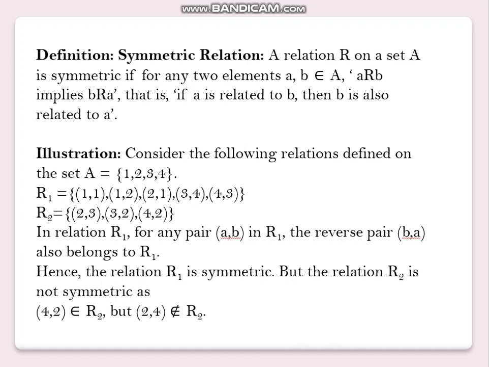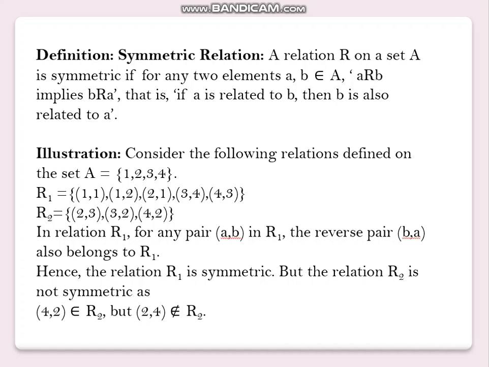Now the next is symmetric relation. A relation R on a set A is symmetric if for any two members of the set A, if we have a related to b, then we should also have b related to a. That means if the ordered pair (a, b) belongs to R, then we should also have (b, a) in the relation R.